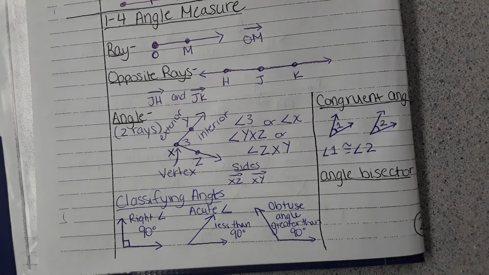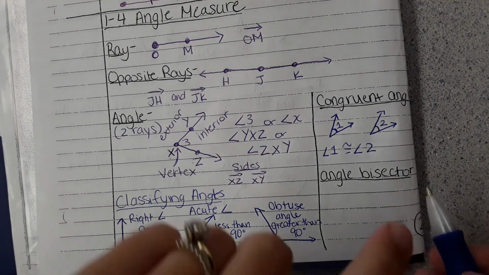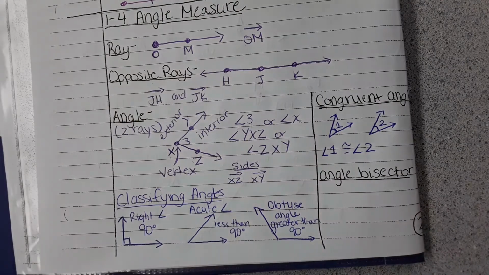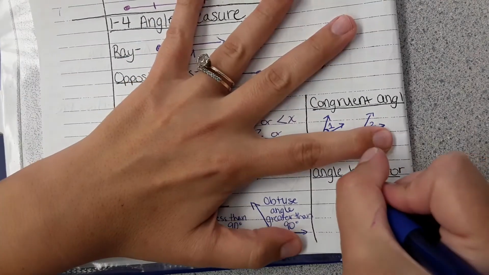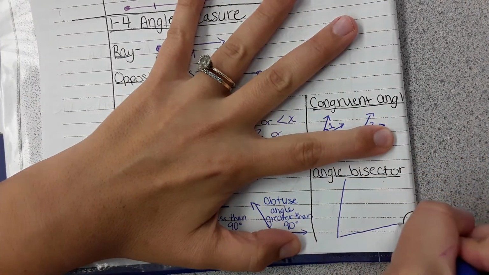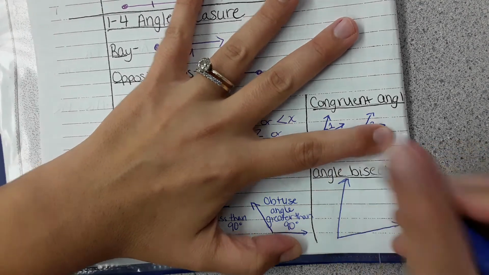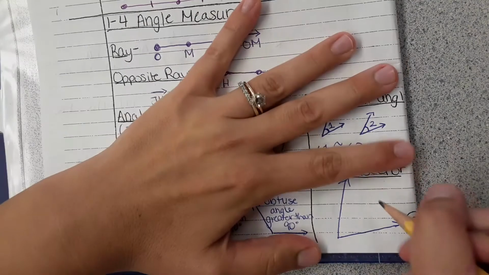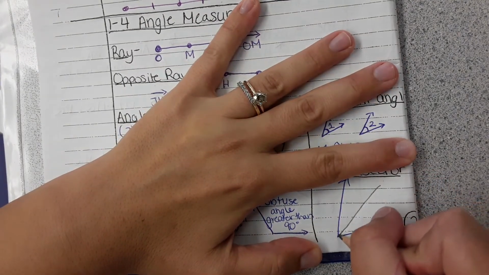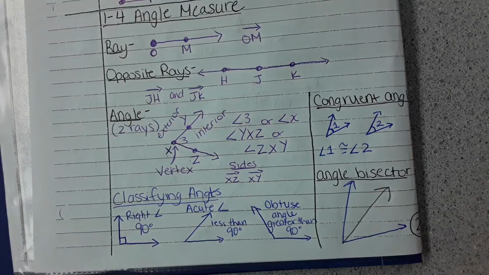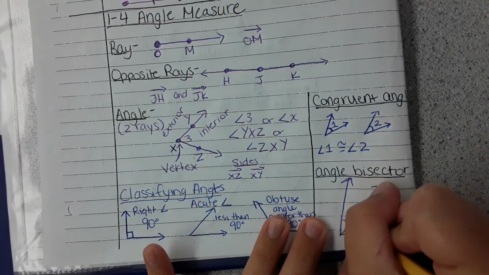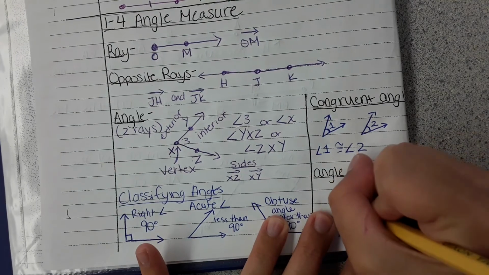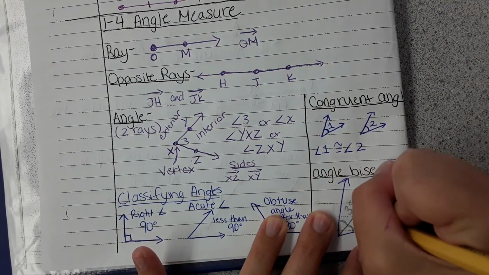And last but not least, angle bisector. Bisector, as I mentioned yesterday, cuts something exactly in half. So if you have an angle bisector, you would have an angle to start with. And then the bisector would cut it exactly in half. So this side of the angle would be the same measure as over here. So if this is 35 degrees, this would also be 35 degrees.